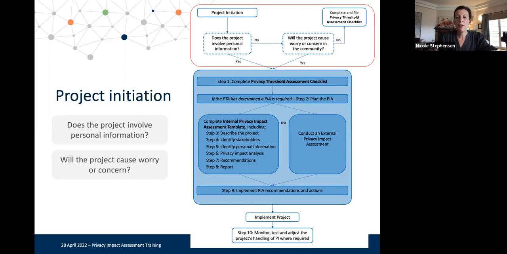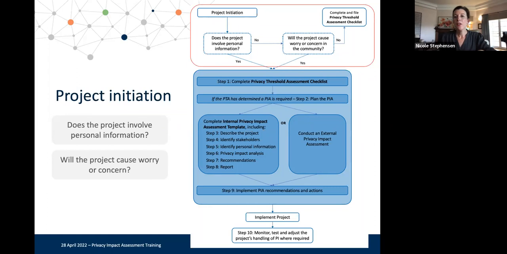Does the project involve personal information? And if you think back to our earlier discussion of what personal information is, remember that personal information can also include sensitive information, and sensitive information includes health information. So there is a broad amount of information here about individuals that could be at stake. So if the project involves personal information, you must move to the privacy threshold assessment checklist.